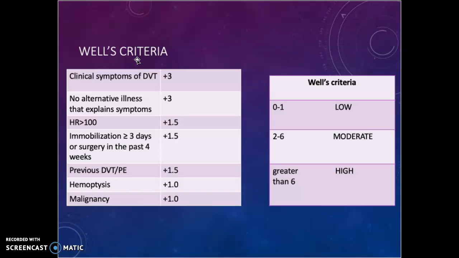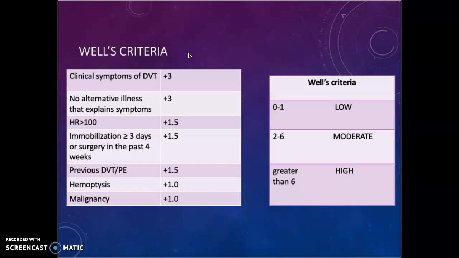There's something called the Wells criteria, which helps you score a patient into 3 different categories, that is low, moderate, or high. If the Wells criteria score comes out to be greater than 6, we say that the patient has a higher probability of having a pulmonary thromboembolism. If it is between 2 to 6, you say the probability is moderate, and if it's 0 to 1, you say the probability is low. So what is the Wells criteria and how do you find out the score?